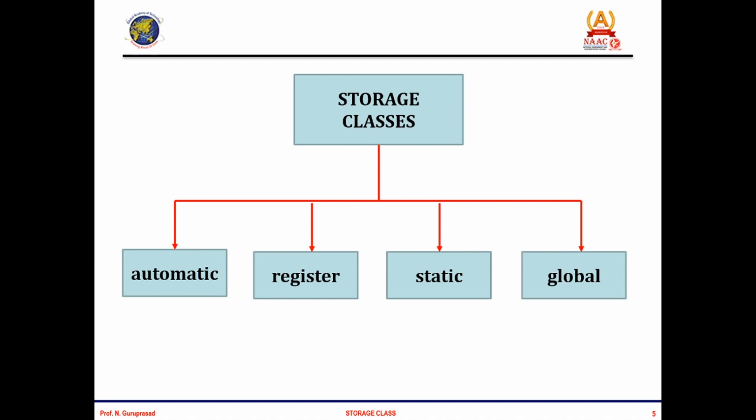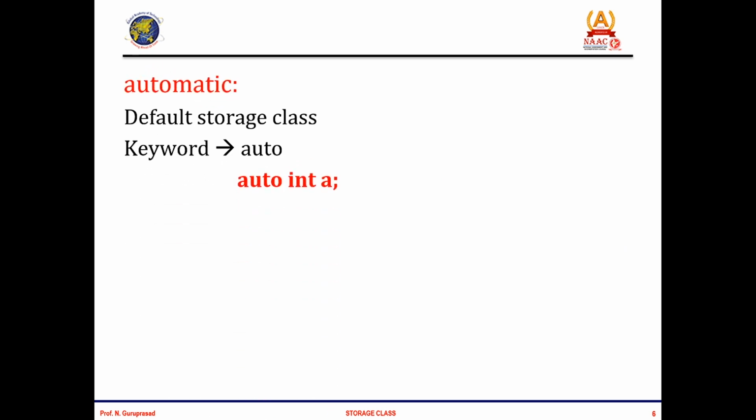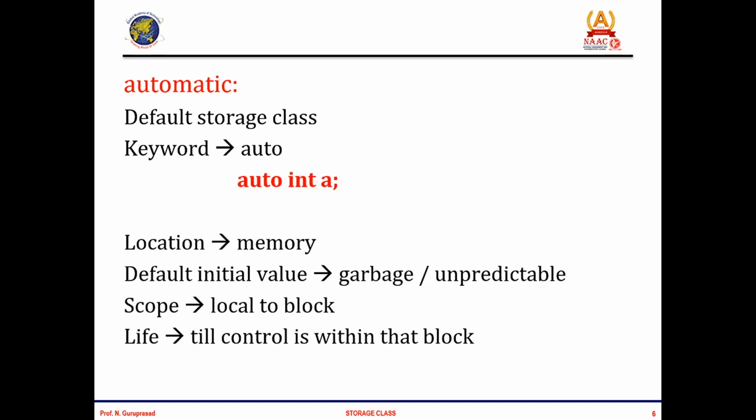So let us focus on the first storage class, what is called automatic. The default storage class. The automatic storage class is actually considered to be the default storage class in C, which is invoked by a keyword called auto. So we say auto int a. Let us look at the answers given by the automatic storage class. Its location is memory, the default initial value is garbage, the scope of the automatic storage class is local to the block, and the life is till control is within that particular block.